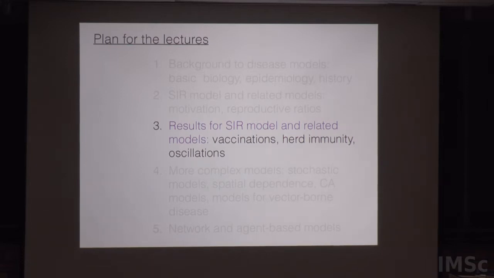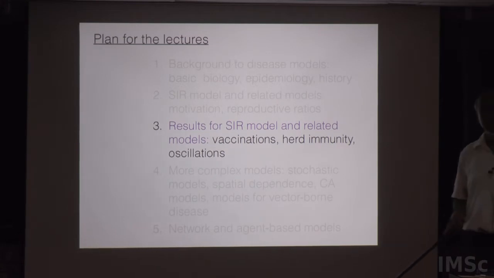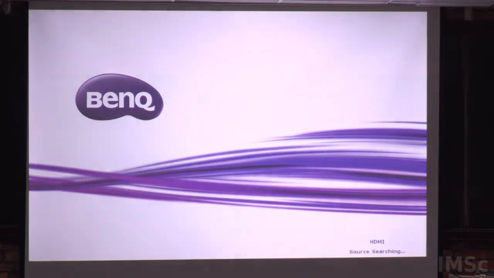So we've done background to disease models, the SIR model, and what I want to do now is spend a little bit of time today on the material that I didn't finish last time. So for example, what are related models to the SIR model? We'll go over the SIR model again. What is the role of vaccinations? What is the role of herd immunity? How do oscillations come up in this model? How does one think about this in a dynamical systems way?